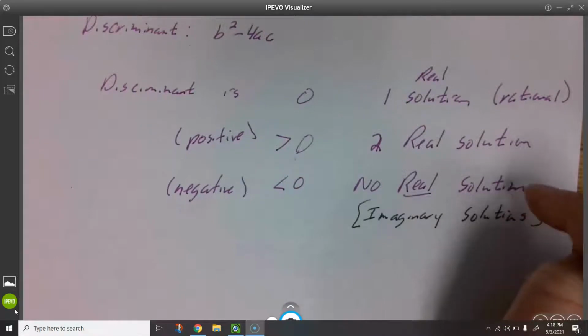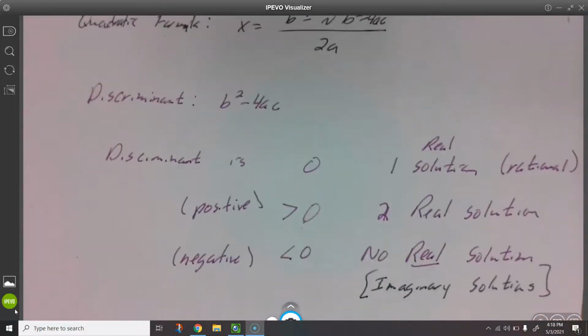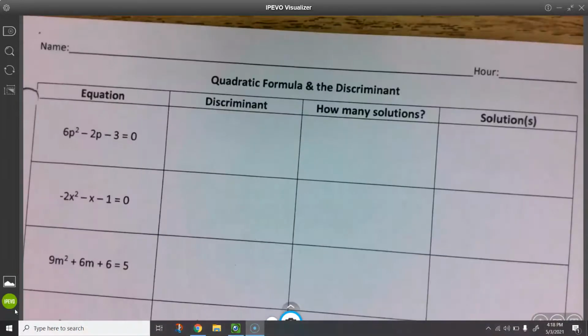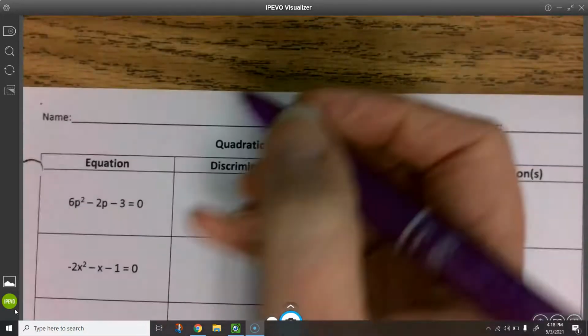You have to say no real solution. Okay, so let's look at that worksheet. So turn the paper over. This is what we need to know. Okay, so let's write up at the top what the discriminant is.